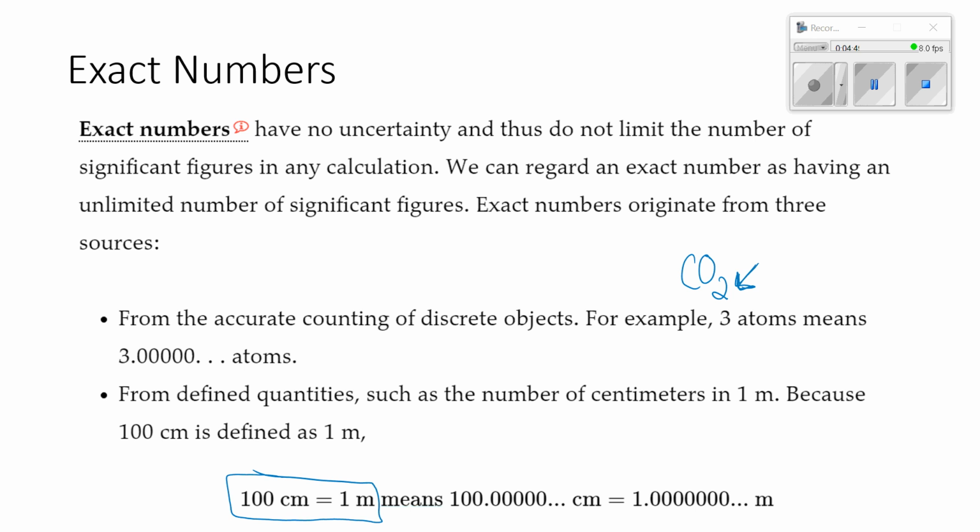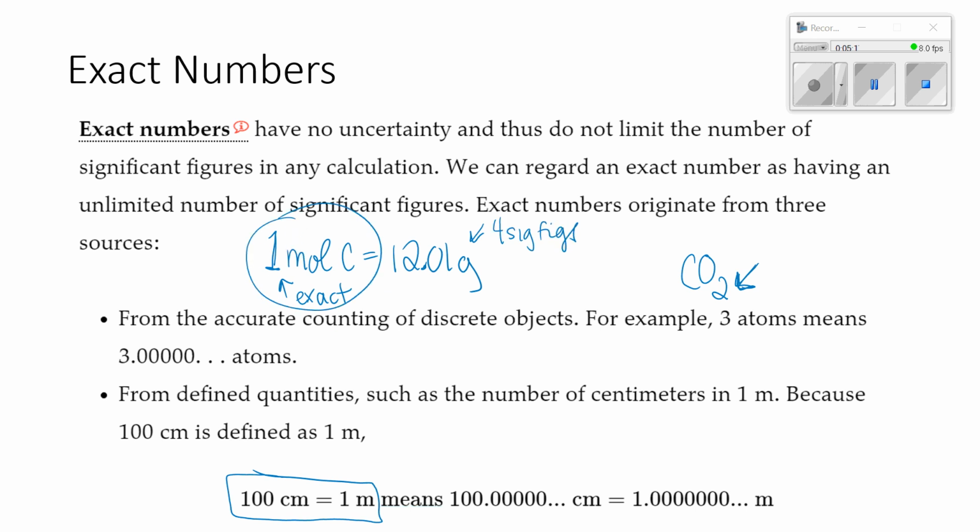Another place you might see these exact numbers show up is when we talk about molar masses. So if we say that 1 mole of carbon is 12.01 grams, this value over here, the 1, this is what we call an exact number. That's part of a definition. So that 1 right here has an infinite number of sig figs. This right here is a mass measurement, so the way I wrote it here, this has 4 sig figs to it. But it's the 1 mole of carbon that's part of your definition. That has an infinite number of sig figs. So this is one that can confuse people, so as they come up, we can ask questions about it.